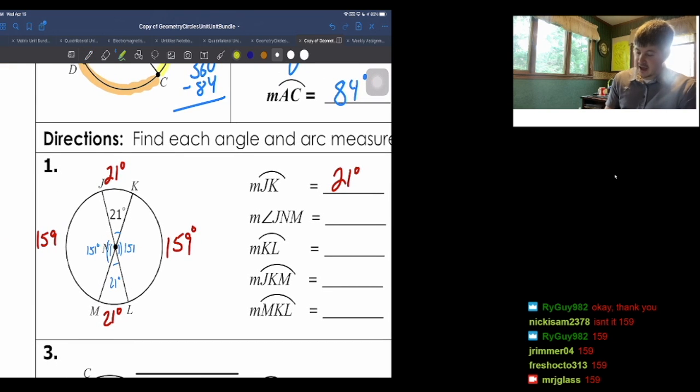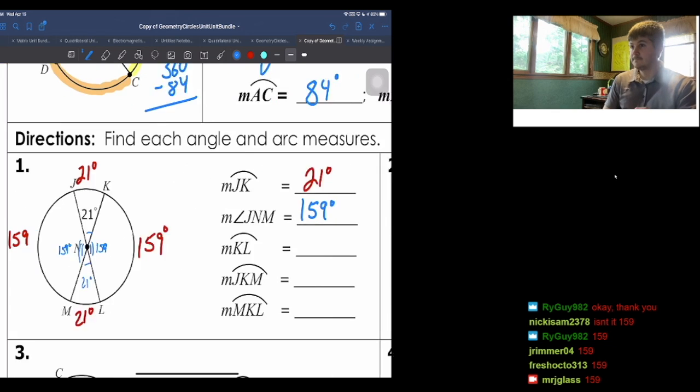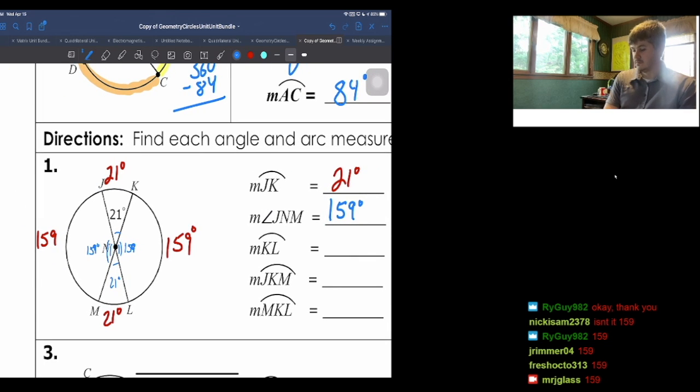Angle JNM. Well, that's nothing new. That's easy to identify. It's this big angle right here. We have it labeled as 159. Then arc KL. KL, again, is going to be the minor arc because they're only using 2 letters. So I'm going to assume that it is that one right there, not the one in the other direction. It's always going to be the one that's less than 180 degrees. So that makes this one 159 as well.